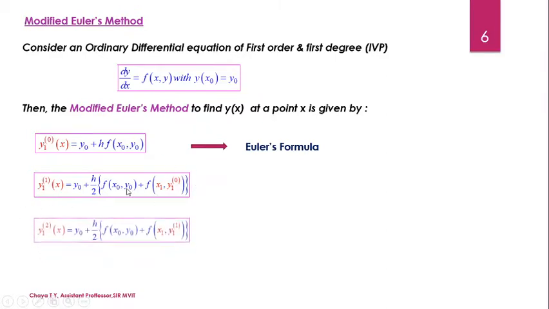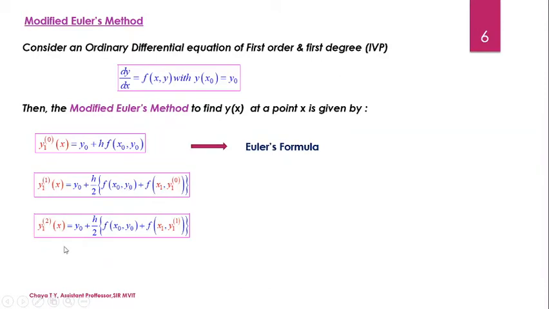Now how can we further modify? That is by using the second modification formula. So what is this formula? We have it as y1 of 2, meaning the value of y1 at the second modification stage for the value of x is given by y naught plus h by 2 into f of x naught, y naught plus f of x1, y1 of 1. Meaning for y, wherever you have y in the given expression, replace y by the first modified value for y that you have obtained.